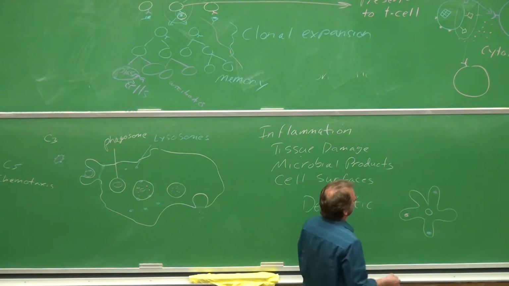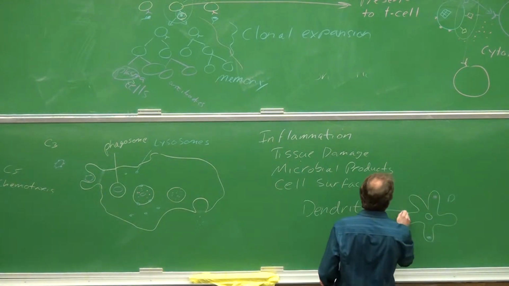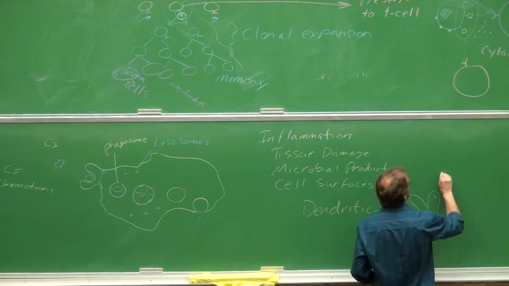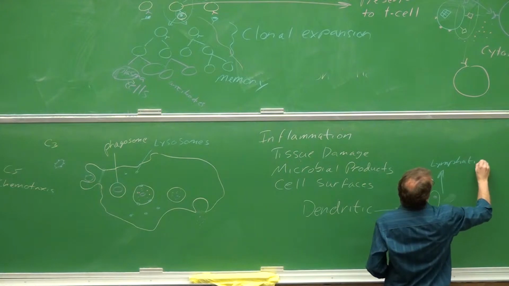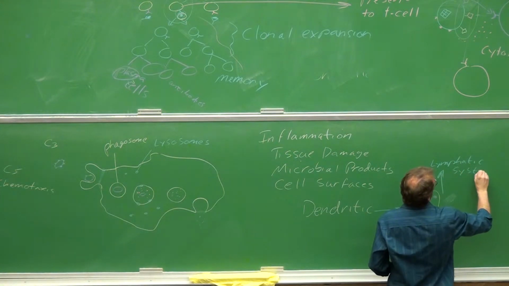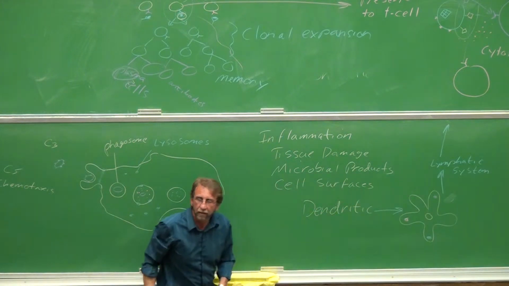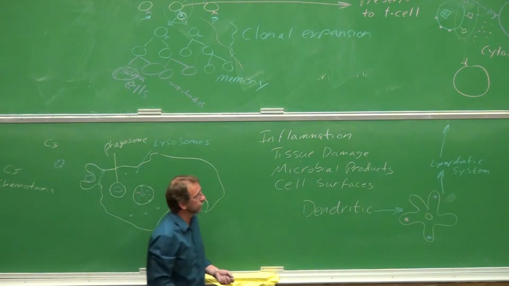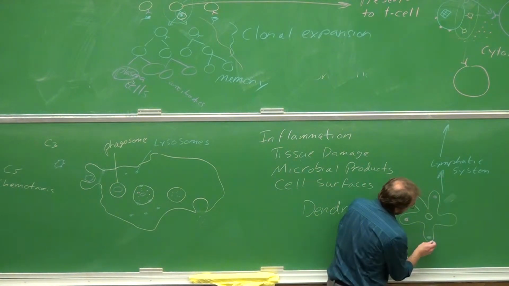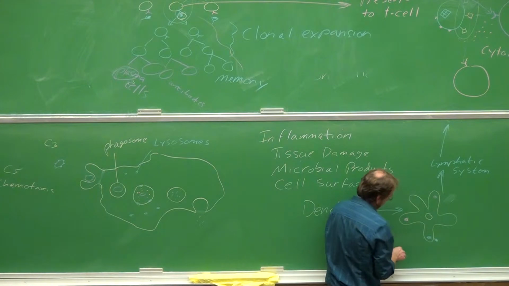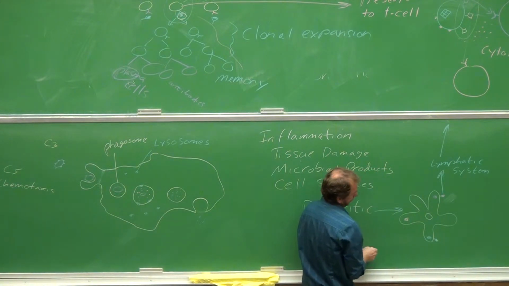Okay? And as it makes its way into the lymphatic system, we have this dendritic cell. This dendritic cell is going to migrate into the lymphatic system, where it will come in contact with T cells, helper T cells. And so on the surface of our dendritic cell, it will present the different antigens that it has encountered.